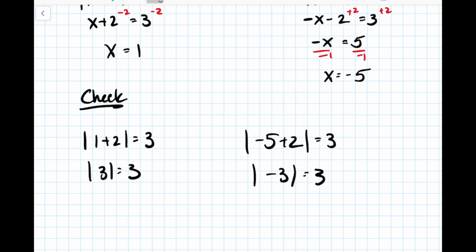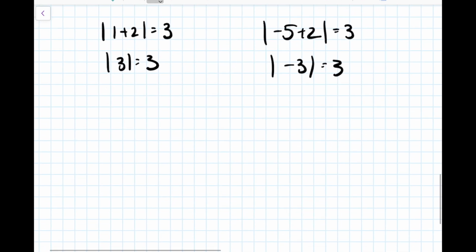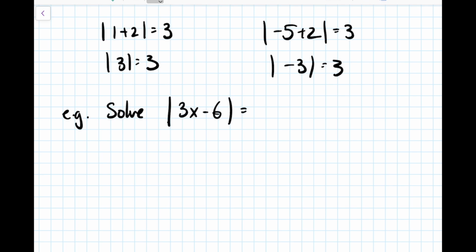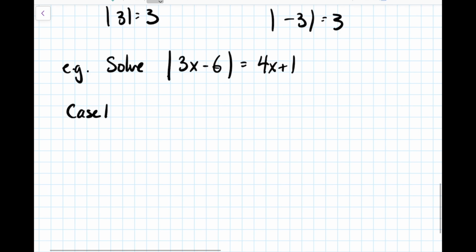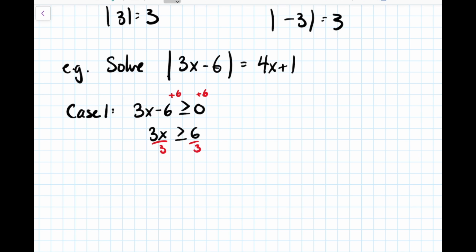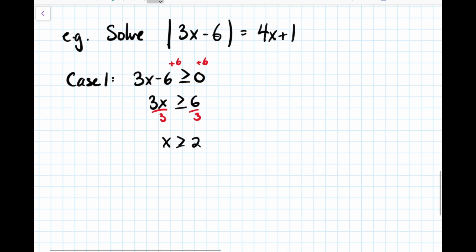So let's continue this on and make it a little bit harder. So let's see if we've got a little bit more variables there to deal with. So the absolute value of 3x minus 6 equals 4x plus 1. So again, we're going to go through our options here. So case 1 is when 3x minus 6 is greater than or equal to 0. So we're going to add 6 on both sides, which tells me 3x is greater than or equal to 6. If we divide by 3, we get x is greater than or equal to 2.